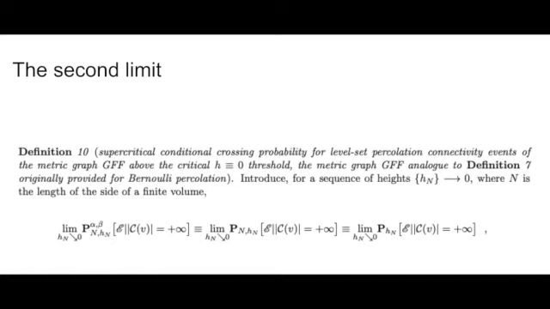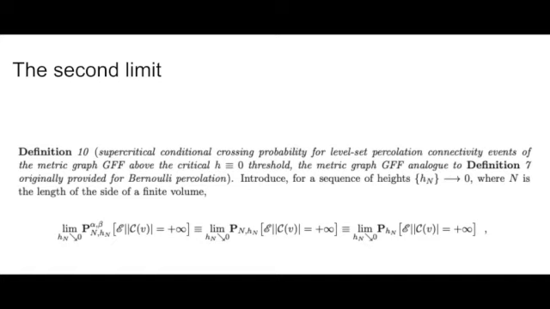So what we want to look at is, for some sequence of heights h_n that is approaching 0, in the same way that we looked at how Bernoulli percolation approaches the critical parameter p_c being a half, we can also look at the process of taking a sequence of heights and having them approach the critical threshold h equal to 0. And what we want to do is look at the following probability.